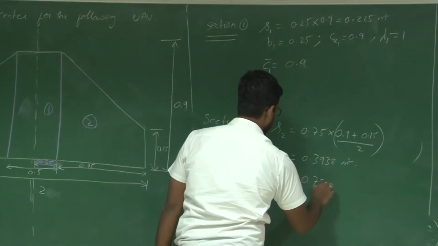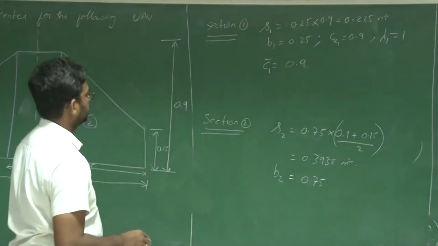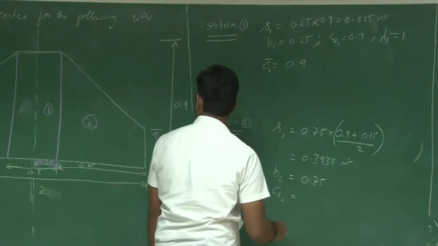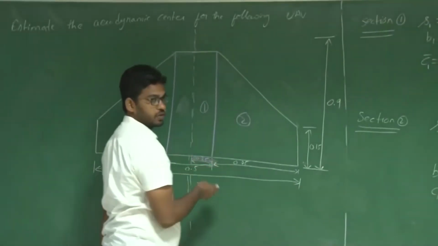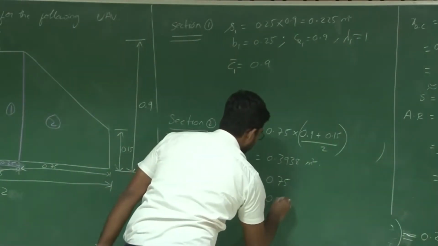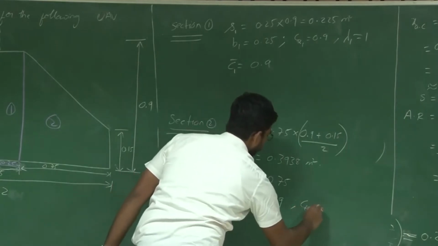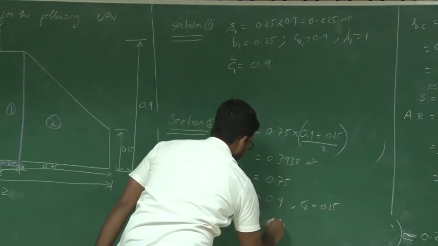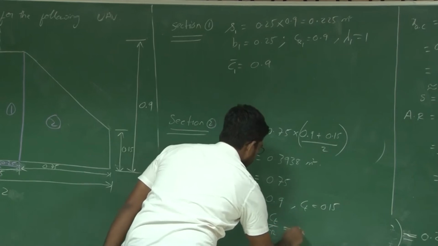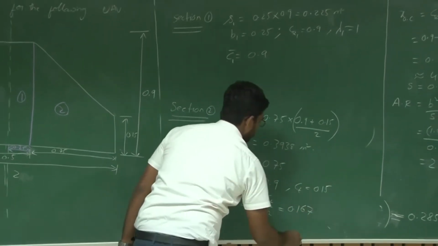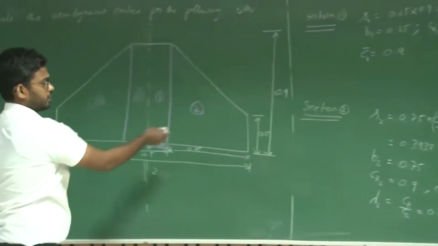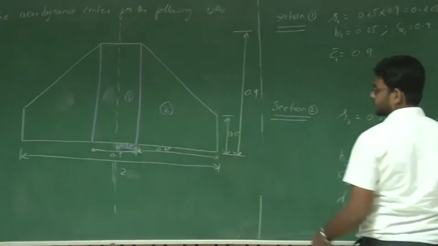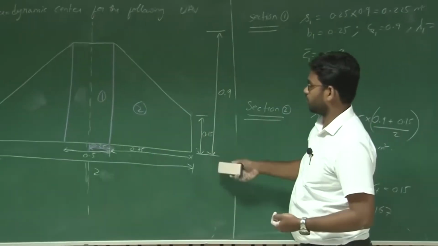And B2 is 0.75. And what is CR2? CR2 is equal to 0.9 meters here, which is CT1, right? 0.9 meters. And CT is 0.15. So lambda 2 is equal to CT by CR, which is 0.167. We did it from, it's the same as the previous example, right? So the semi span of the previous example is also 0.5, 0.75, and we have root chord 0.9 and tip chord as 0.15.